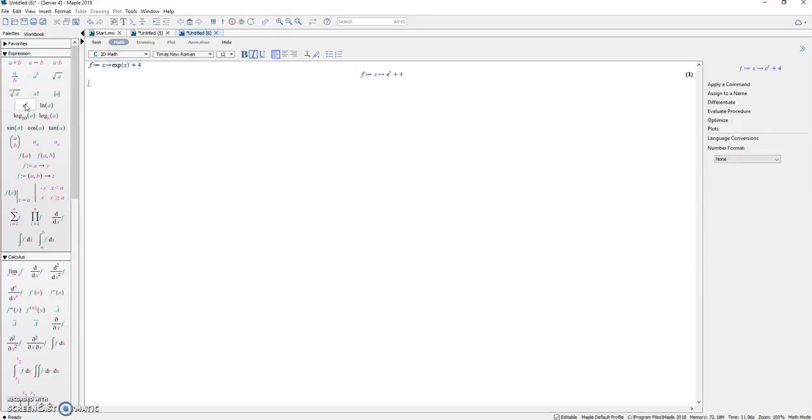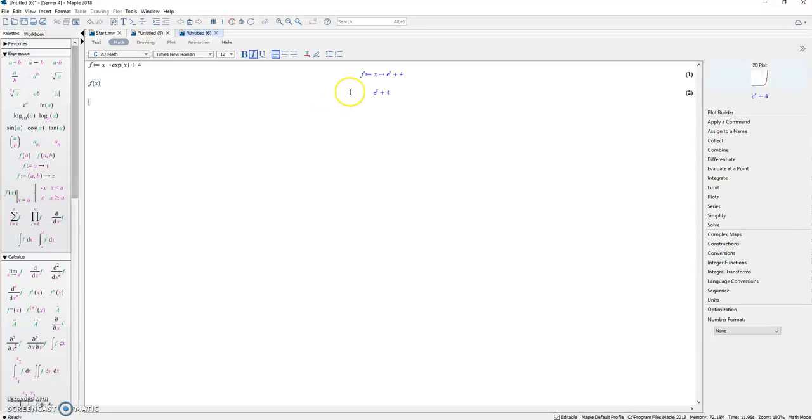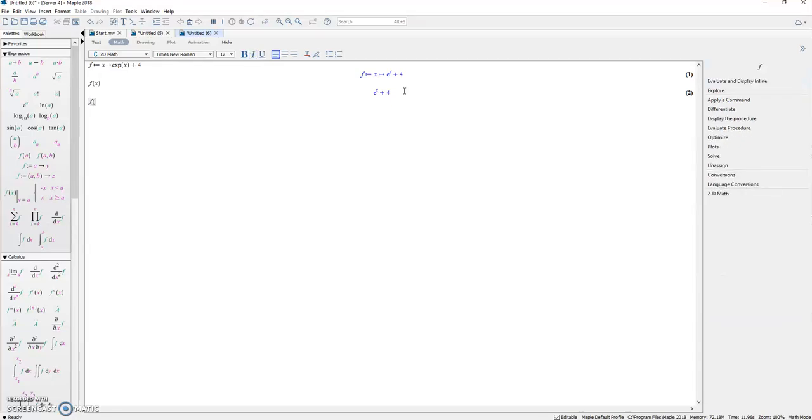Once you have assigned your function in this way, you can begin to use the notation f of x to perform operations with your function. For example, if I type f of x here and hit enter, the computer will return to me the function that I defined. I can now do things like evaluate my function at specific values of x. For example, if I want to evaluate this function at the point x equals 2, I can type f of 2, and the computer will understand that it is to plug 2 in for x in the function f and provide the simplified value.